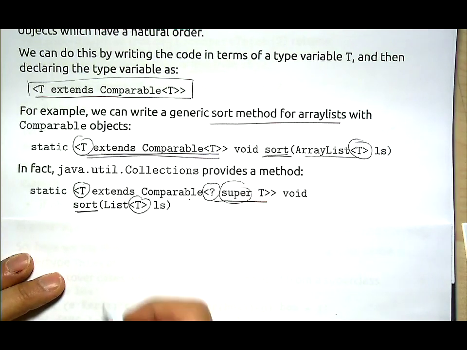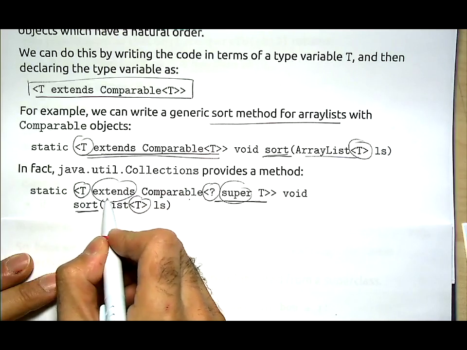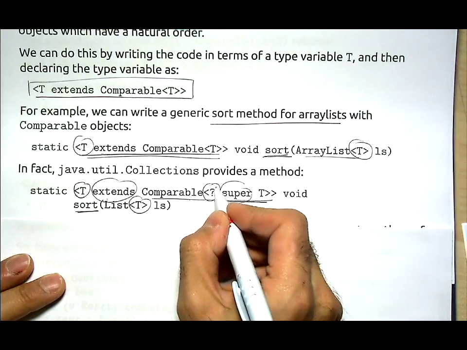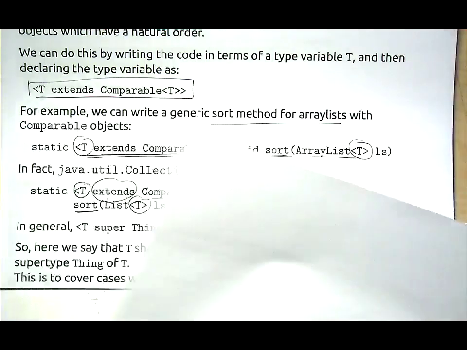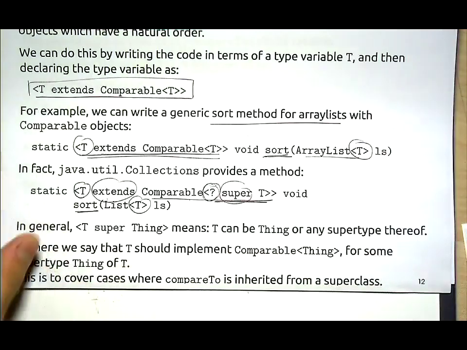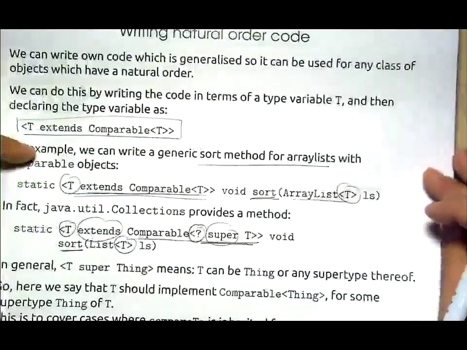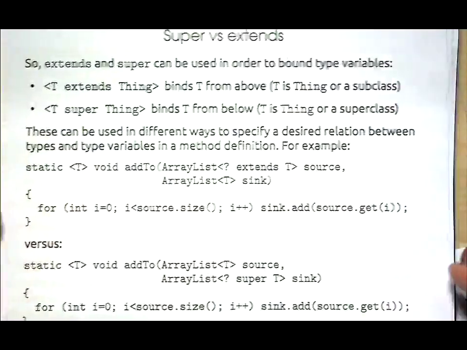So if you see here, super and extends have opposite meanings. Extends means this guy is a subclass of that guy, whereas super says that actually this guy is a superclass of that guy. So you have two different ways to bound types. So we have super and extends.